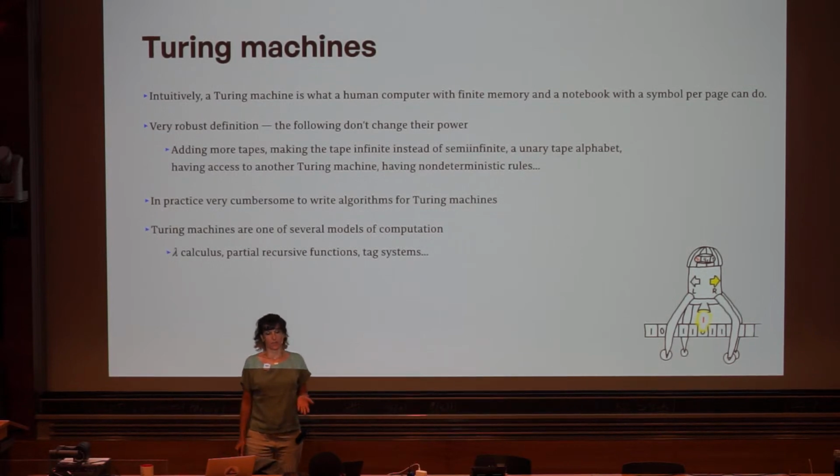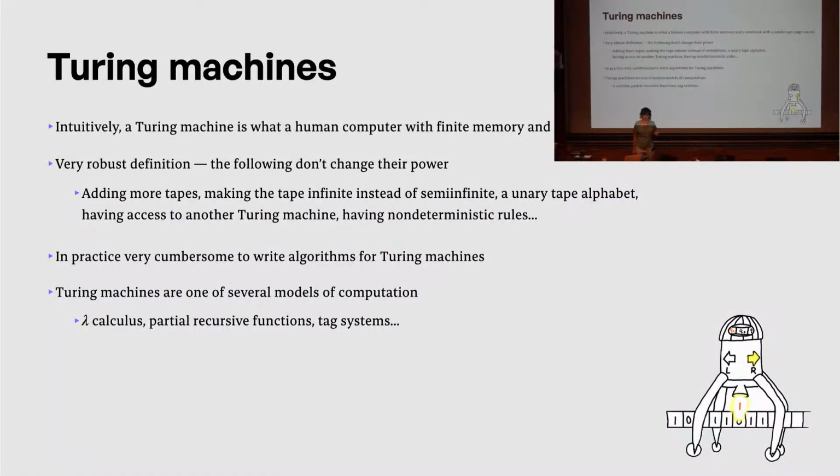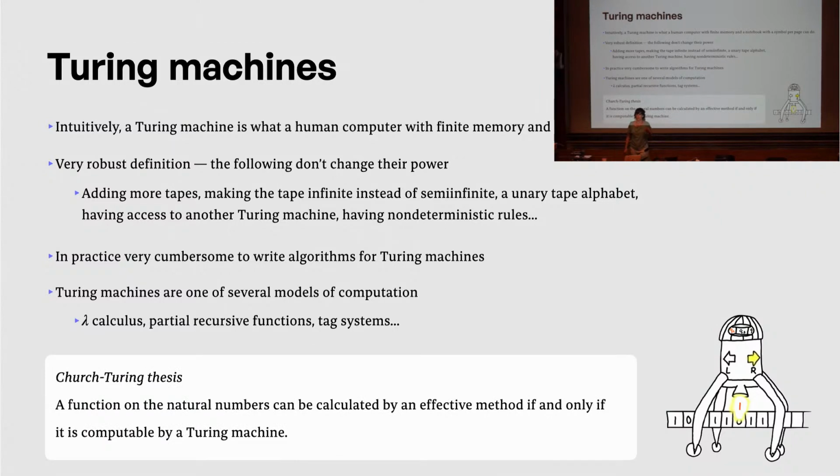They are one of several models of computation. Church came up with lambda calculus, and there are partial recursive functions by Gödel, I guess. Tag systems, there are many others, and some of them look really different as a system of computation, yet they are equally powerful. This is remarkable, and underlies the Church-Turing thesis, which in words says that a function on the natural numbers can be calculated by an effective method if and only if it is computable by a Turing machine.